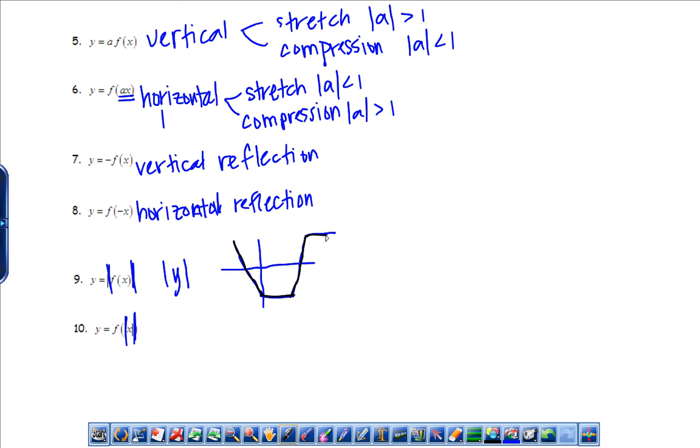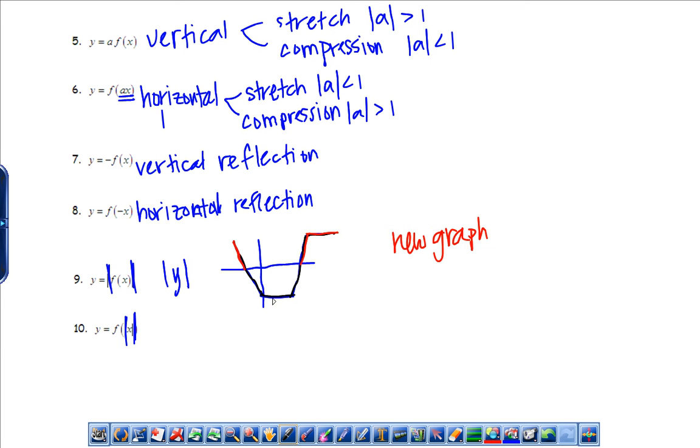Here's my graph. Here's my given f of x. If I want any value of y to be positive, because that's what the absolute value means, then this is what my new graph would look like. So let's start over here. This value of y is already positive, so this is my new graph. New graph is going to be red. So this graph is going to stay, this graph is going to stay, and this graph is going to stay.